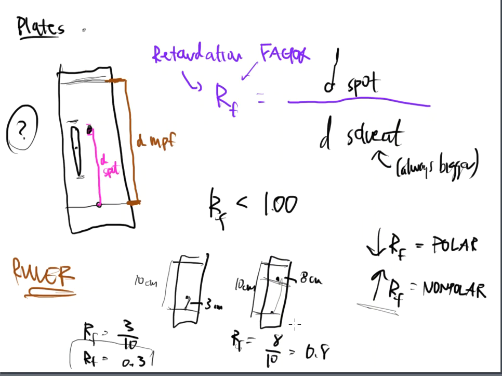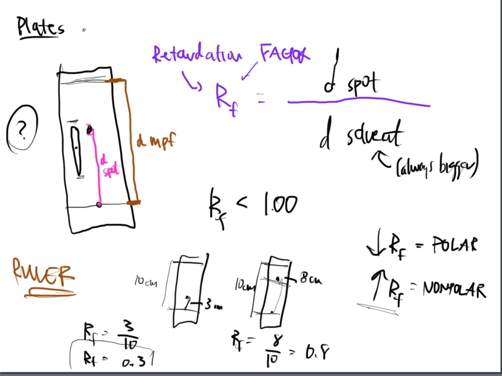And if they're high on the plate, then that means they're probably nonpolar because it's not liking the stationary phase that you've chosen. And again, 70 to 80% of the time, it's silica. So most of the time, it's a polar stationary phase. So that's how we calculate RF.